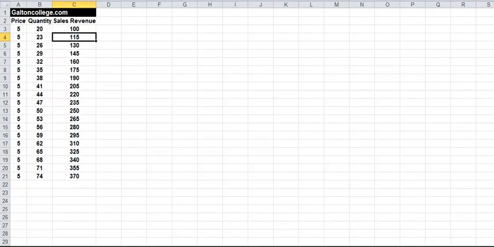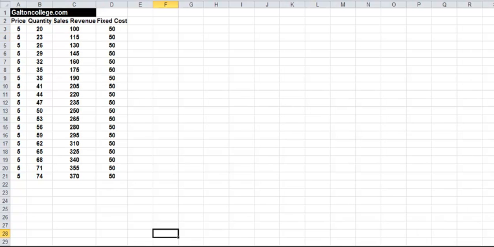So let's start with a very simple set of data here. We've got the price and the quantity and the sales revenue. So the sales revenue is just equal to the product of the price and quantity. Multiply both together and we get sales revenue. So for example, quantity is 20, price is 5, sales revenue must be 100. It's 20 times 5. Price 5, quantity 23, sales revenue 115. So we know how to work out the sales revenue very simply.